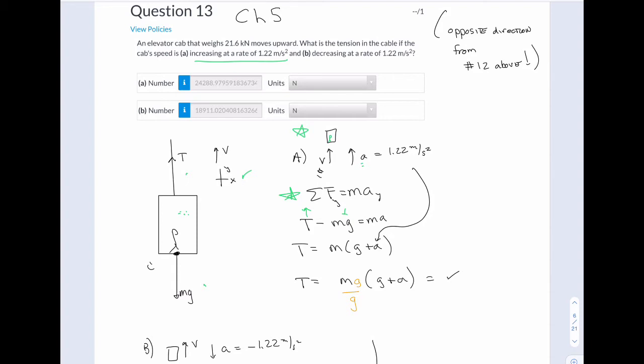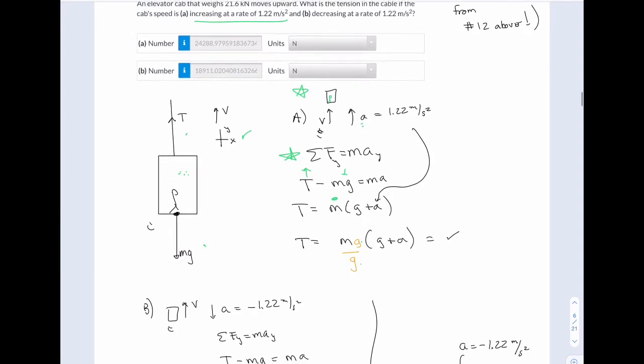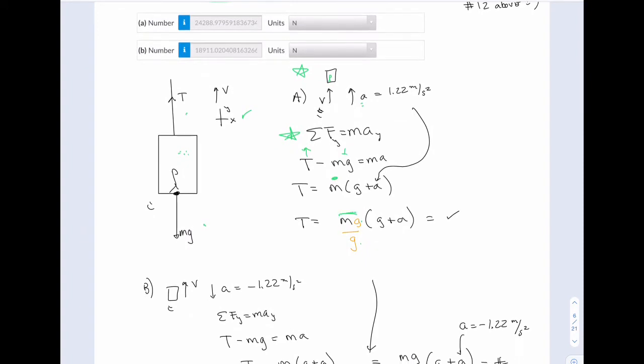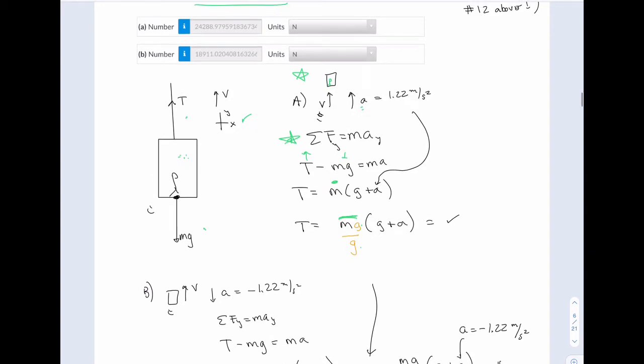Now again, they don't give me the mass of the elevator, they give me the weight, so I just multiplied by g over g. Then I can put in the weight as a number, and then I do have to divide by g. So I never explicitly need to solve for the mass of the object. I think the last 2 problems were like that as well. That gives me the tension.